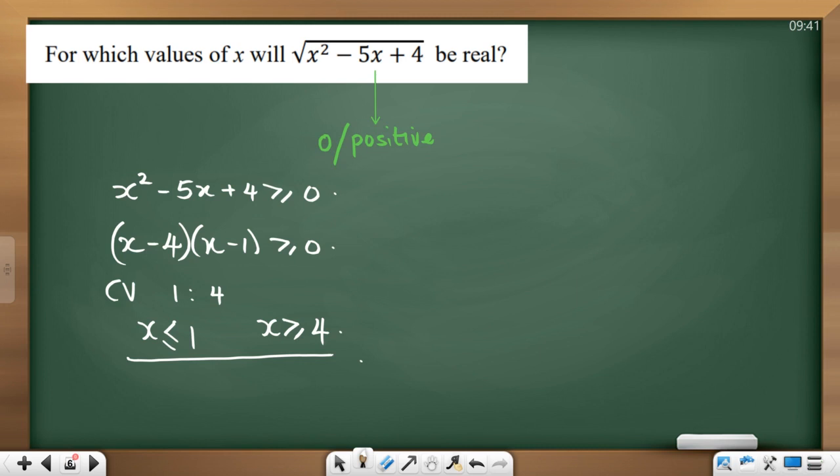All right, guys, please let's take note. Everything under the square root should be greater than or equal to 0 for it to be real. Basically, it's an inequality question. I hope this makes sense and you're correcting yourselves.